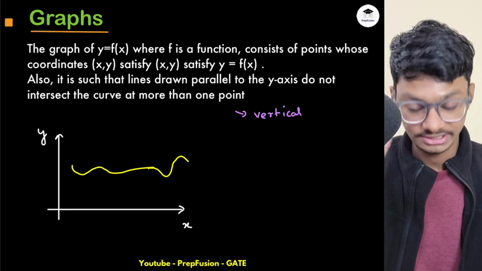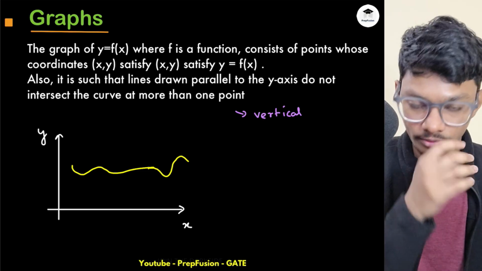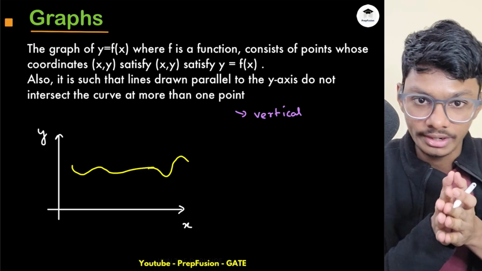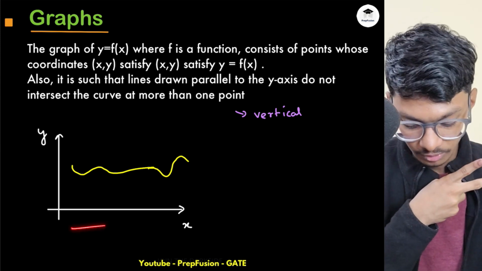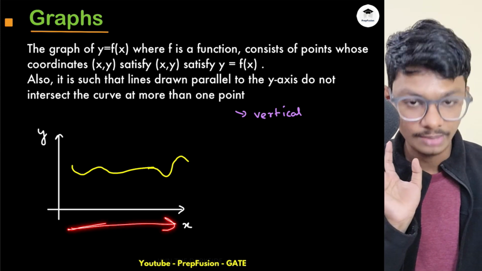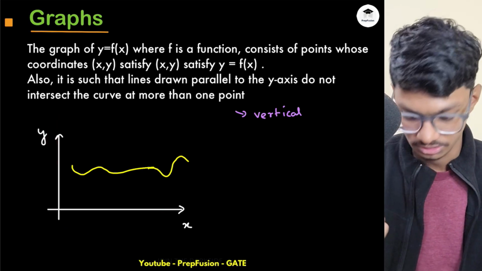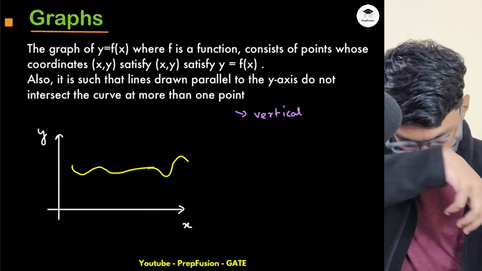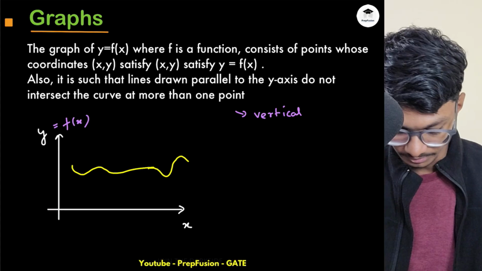So as I explained at the start of the lecture, for a particular input I will get a single output only. I can't get multiple outputs. My input is on the x-axis. Generally the independent variable will be on the x-axis and the dependent variable on the y-axis. So this is y and this is x, and y is equal to f of x. Y is a function of x, that's why it is known as the dependent variable.